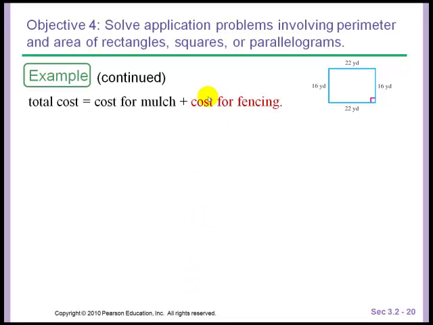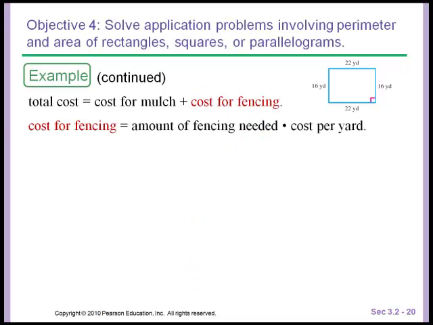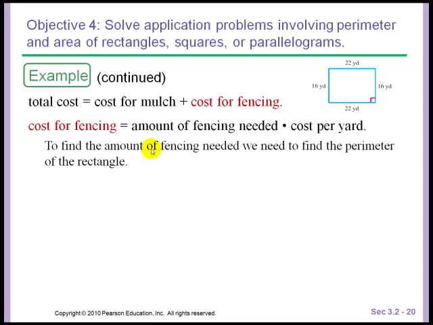Now we need to find the cost for the fencing. The cost for the fencing is equal to the amount of fencing needed times the cost per yard. To find the amount of fencing needed, we need to find the perimeter of the rectangle. Fencing goes around the outside edge. That is why it goes with perimeter. You would not fill the space with fencing. You just put the fencing along the edge. Anything that goes just along the edge is perimeter.